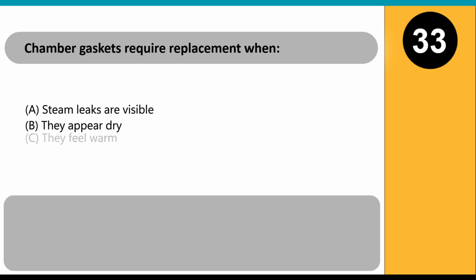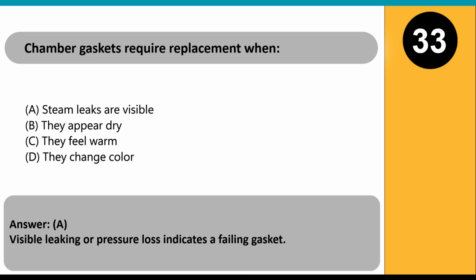Chamber gaskets require replacement when A. Steam leaks are visible, B. They appear dry, C. They feel warm, D. They change color. Answer: A. Visible leaking or pressure loss indicates a failing gasket.